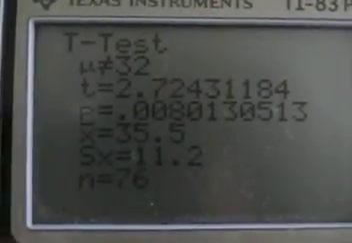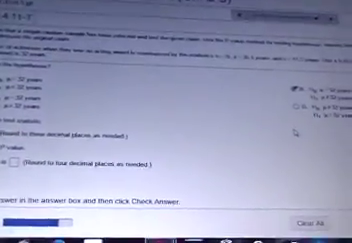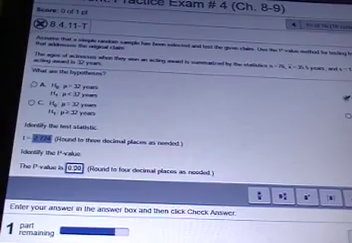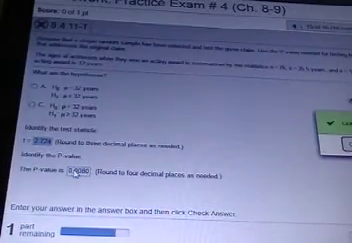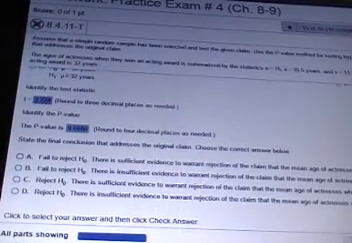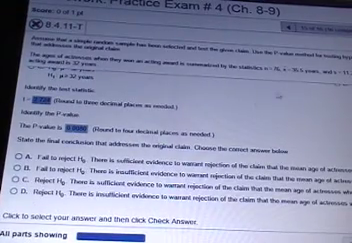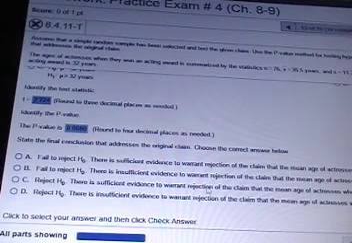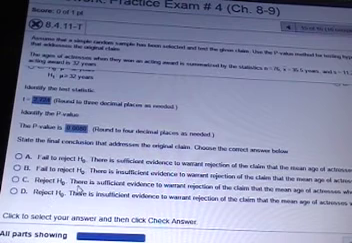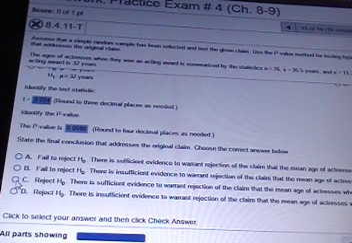And then the p-value is now 0.080, which again is a very small one. Is that less than 5%? Yes. So since the p-value is less than 0.05, we reject the null hypothesis. And there is sufficient evidence, so right away I know the answer is C.